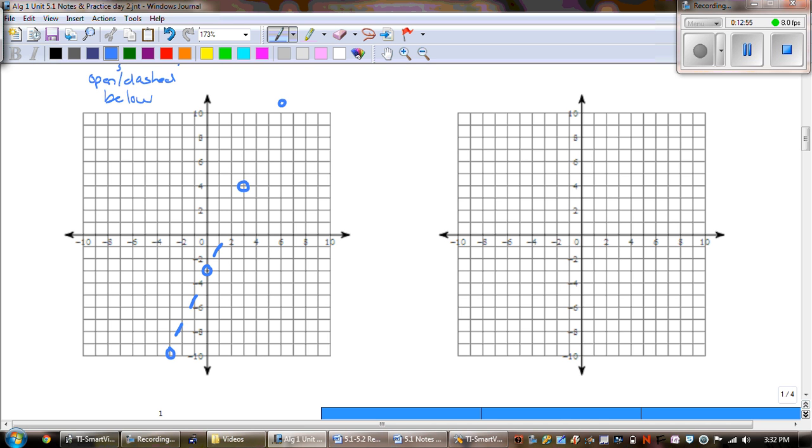And we have a dashed line. And make sure that we use our arrows. All right.